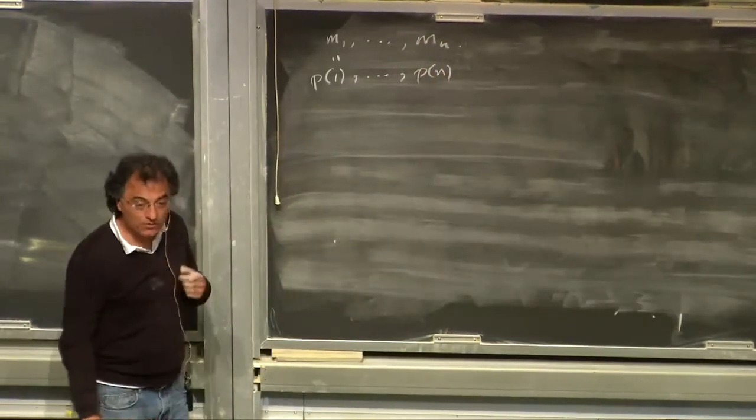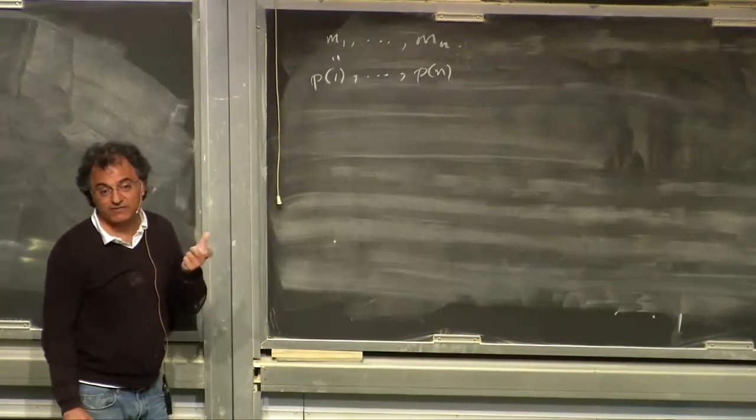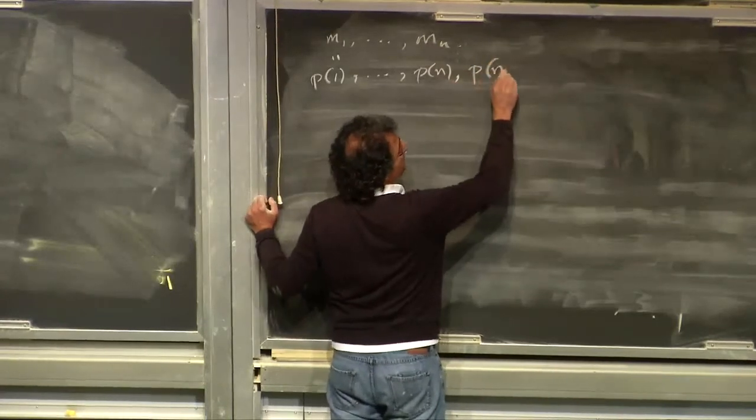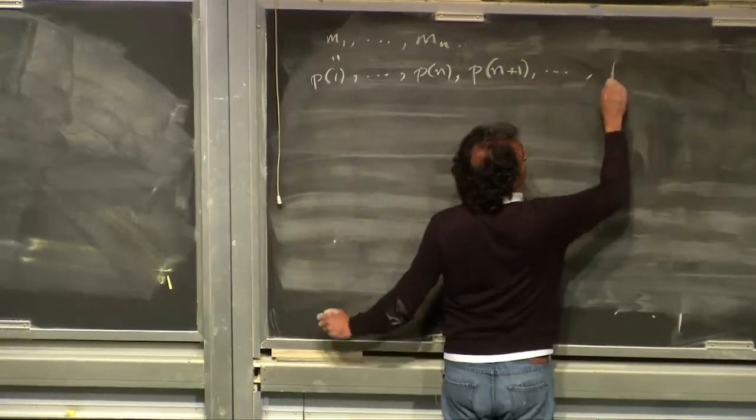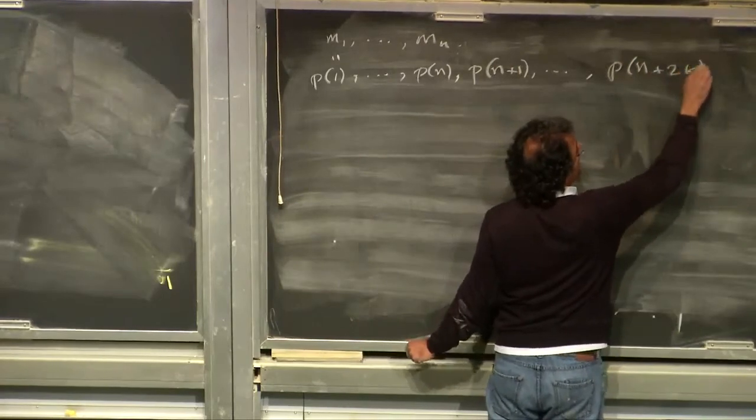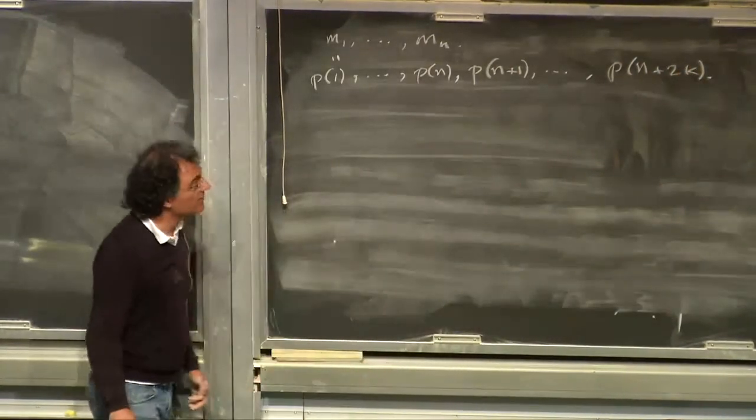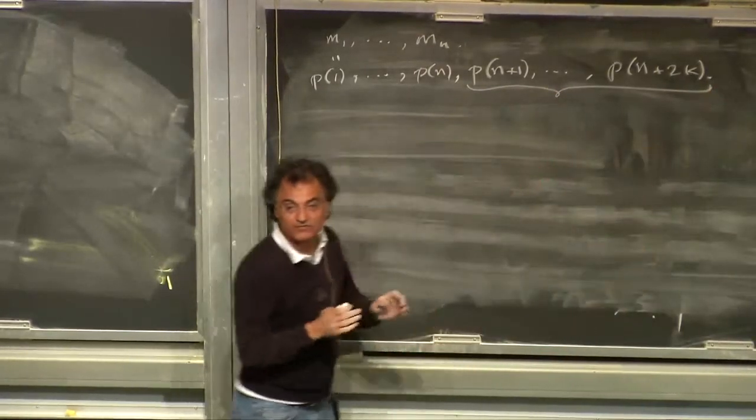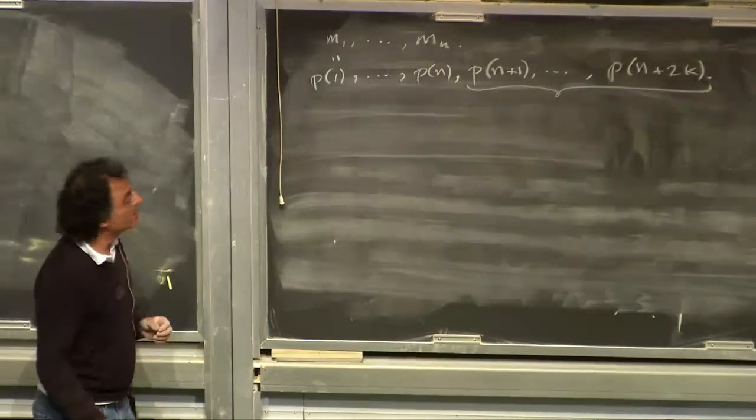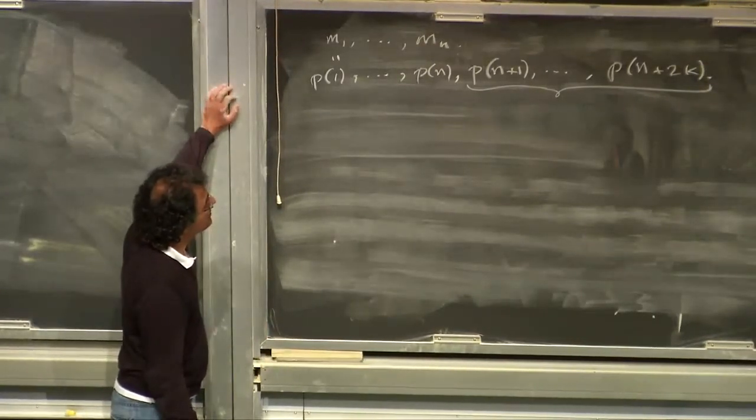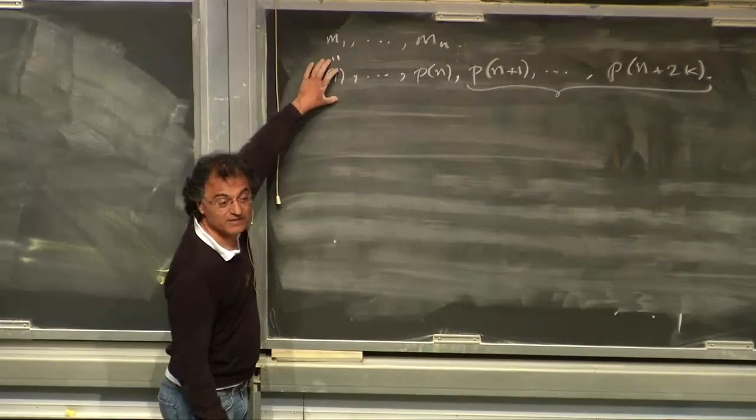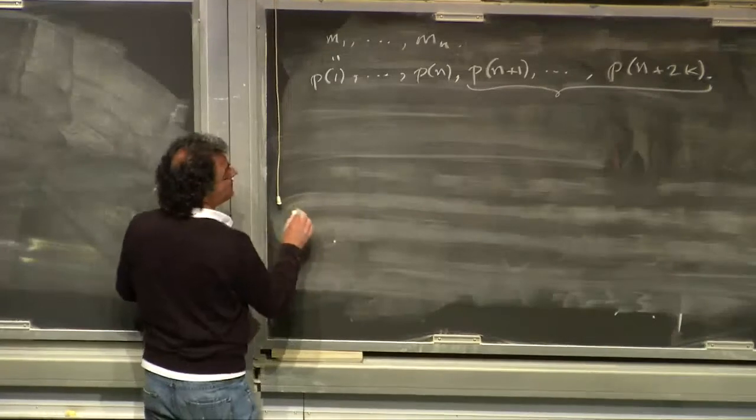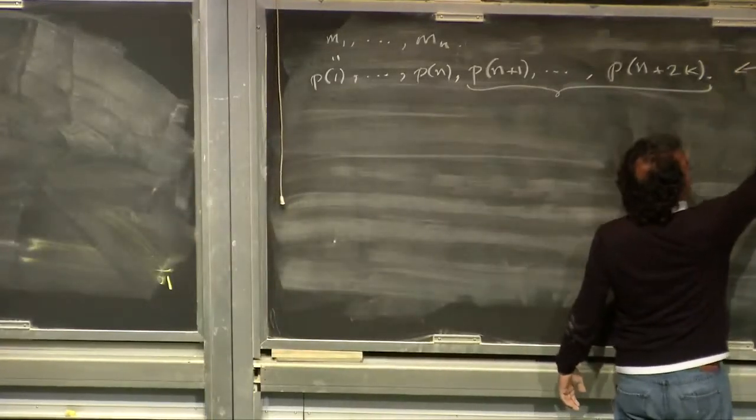And then we also transmitted 2k extra values, where k was the number of errors we expected. So we also transmitted p of n plus 1 through p of n plus 2k. Right? Okay. So these were the extra things that we added in for redundancy. All right. So now, this is what we transmitted. But what was received was something different.